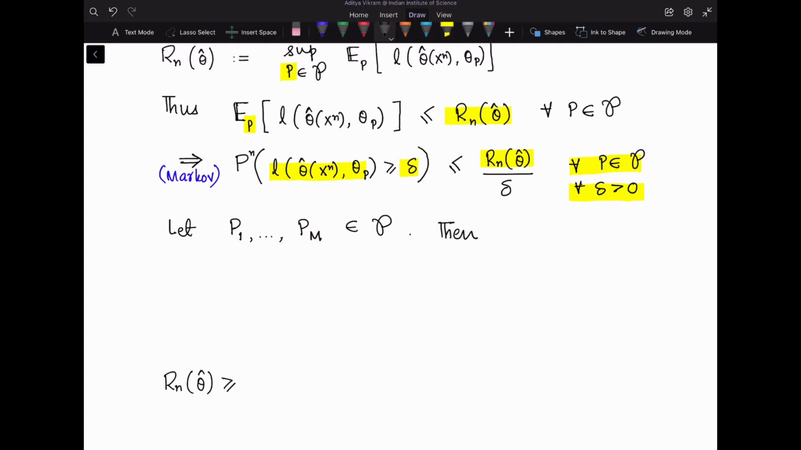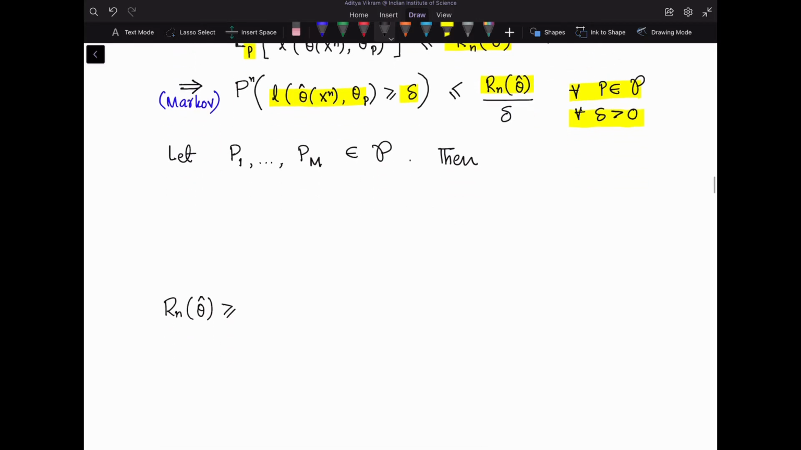Okay, so now let us choose P1 to Pm, m distributions from this family P. Since this Markov inequality we have derived holds for every P, what we have is the following. So 1 by m, P1, this loss function between theta hat and theta 1.